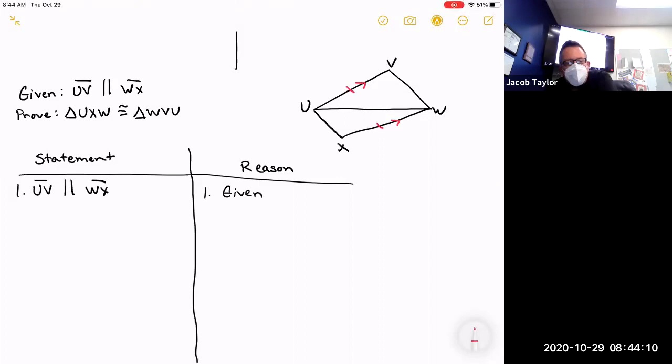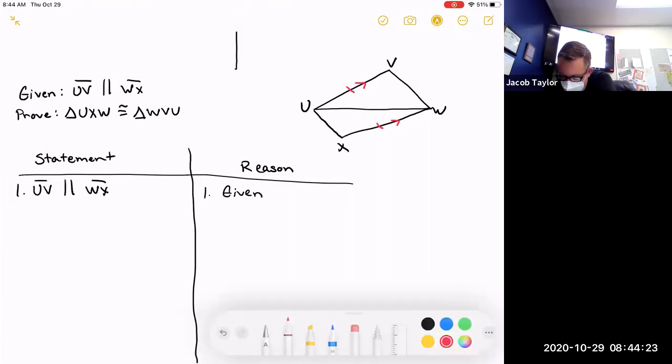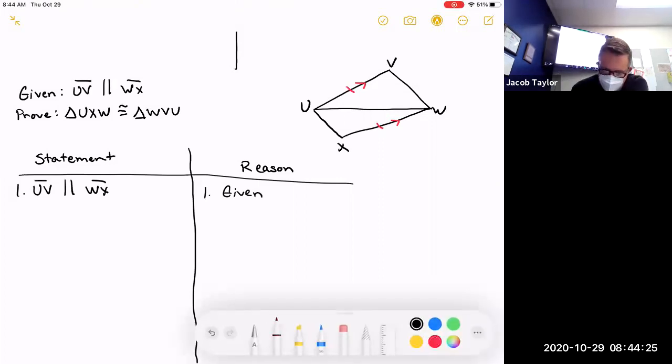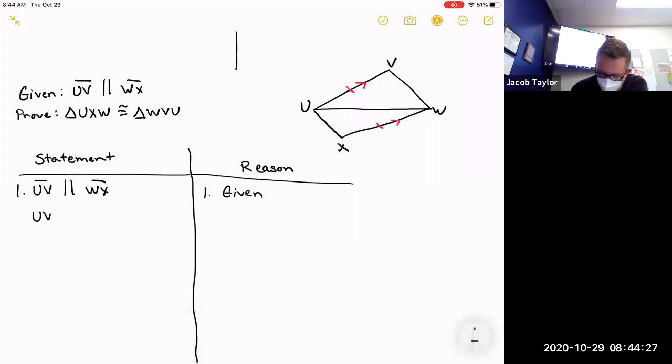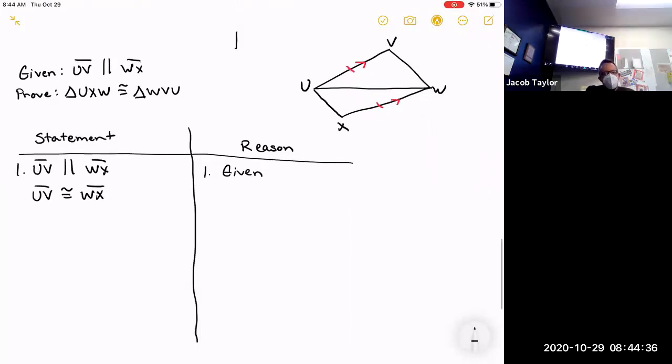We put on the diddly do. The arrows mean that they're parallel to each other. Those are the diddly doos. The little lines are the doodly dids. What do those mean? They're congruent. That's also given by the diagram, not by a statement. So that'll also go with the given.